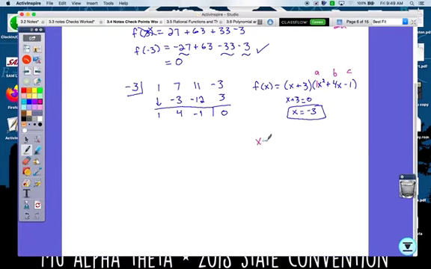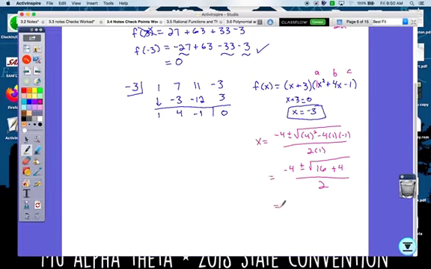We get x is equal to negative 4 plus or minus the square root of 4 squared minus 4 times 1 times negative 1, all over 2 times 1. So we get negative 4 plus or minus the square root of 4 squared is 16. Negative 4 times 1 times negative 1 is positive 4, all over 2. If we add the 16 and the 4 together, we get 20.